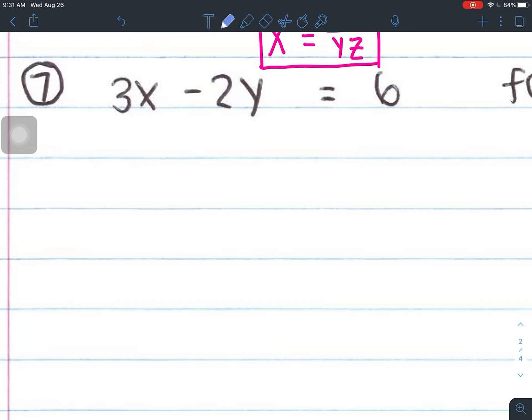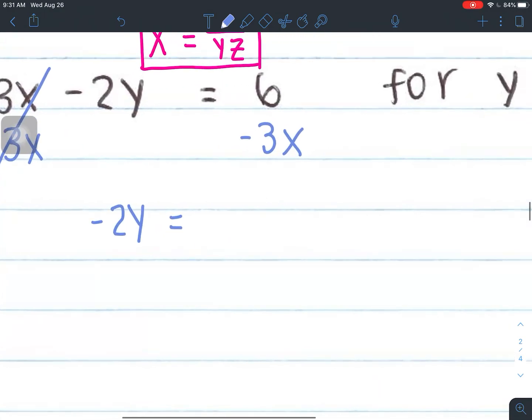Well, let's say, for example, I didn't have the x there. Let's say I had this. Now, this is just an example. So this is the exact same thing as I have above, except I don't have the x there. So in this case, if I wanted to get y by itself, what would I do? Well, I'd want to get rid of the 3 first. And I would get rid of it by subtracting it from both sides. So I would do the same thing here. I would want to subtract the 3x from both sides. 3x minus 3x goes away. All right? So then I have negative 2y equals 6 minus 3x.